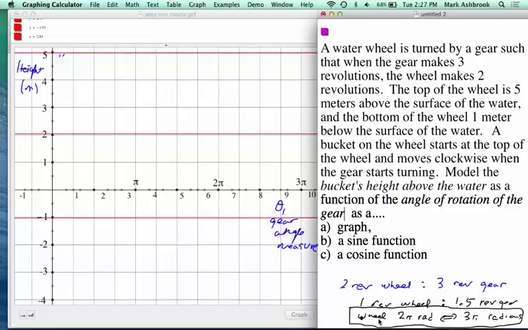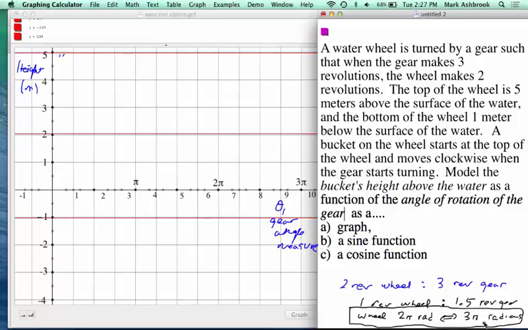Period is 2 pi. So you'd have to take 2. What? Yeah, the period is 2 pi. What's that? The period is 2 pi. No, sorry. The period is 3 pi. Sorry, I misspoke at the end.